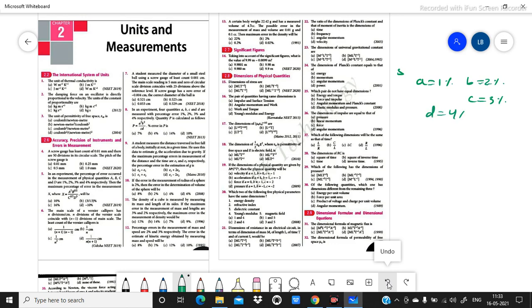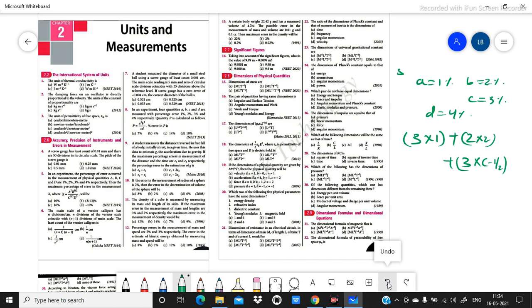Again, for A the power is 3. So A power is 3 into error, plus B power is 2 into error, plus C power is, sorry, minus half, because C comes down in this expression, so C power is minus half, so error is, so I will go to minus half.